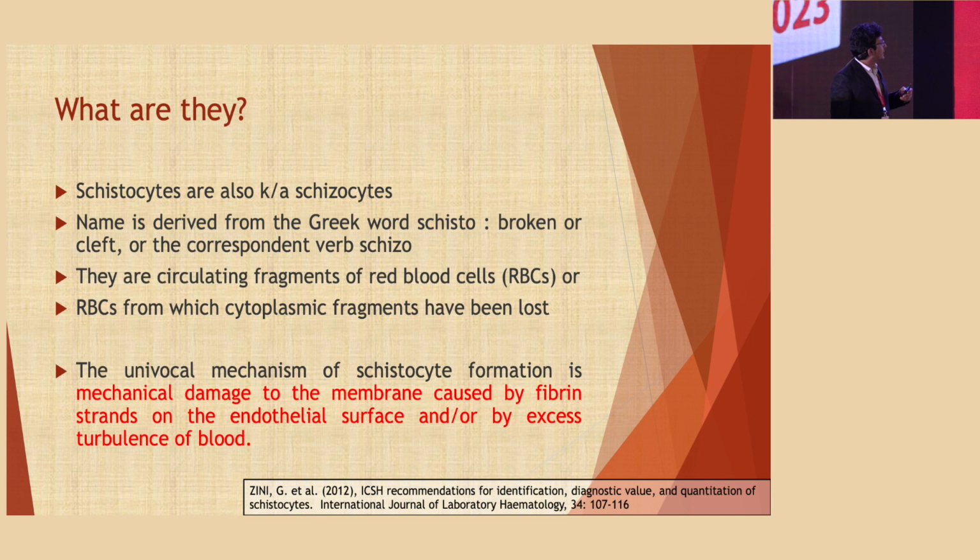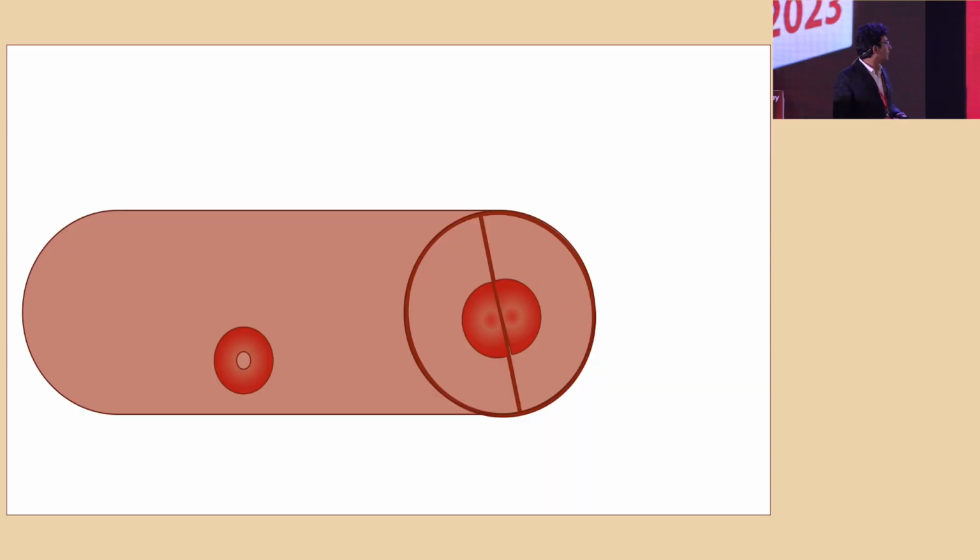So basically, its name is derived from the Greek word cysto, that means broken or cleft. And they are circulating fragments of red blood cells or RBCs from which cytoplasmic fragments have been lost. And they are formed by mechanical damage to the membrane which is caused by fibrin strands on the endothelial surface and by turbulence of blood.